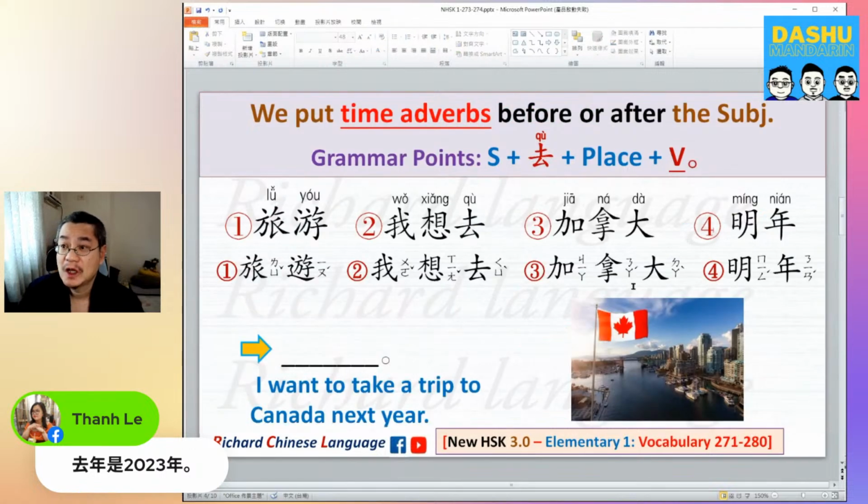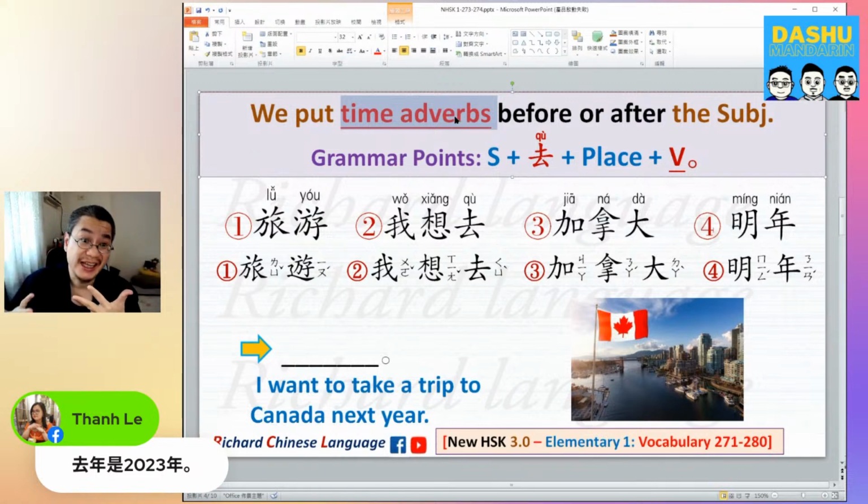Okay, so in Chinese, we put time adverbs like what we have already learned. 今年, 去年, 明年. These are time adverbs. So where should we put time adverbs in Chinese? Before or after the subject. That's the way we put time adverbs in Chinese. And that's very important. Remember, we can put time adverbs before or after the subject.